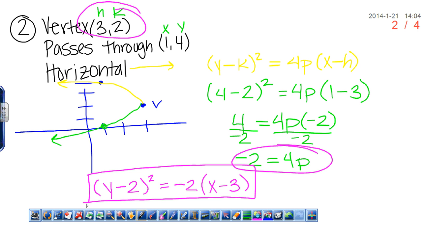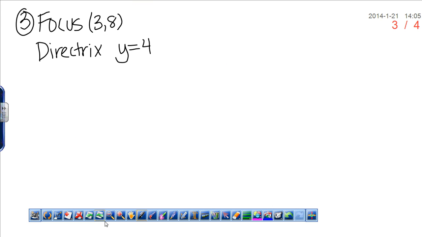Questions on that one? So x minus 3 isn't squared on this equation. All right, try number 3, get it set up and talk with a neighbor and see how far you can get.